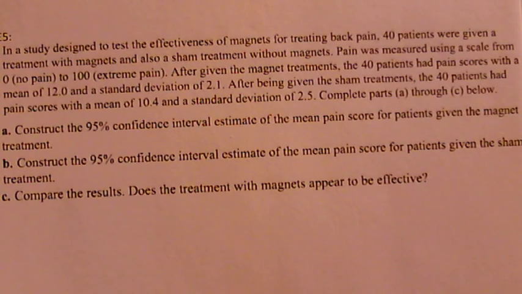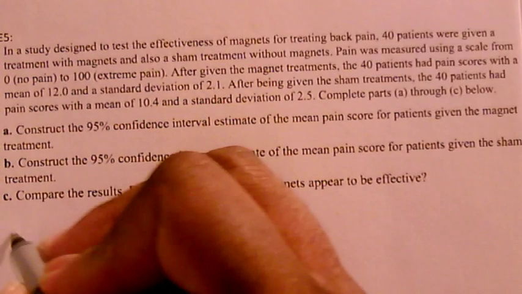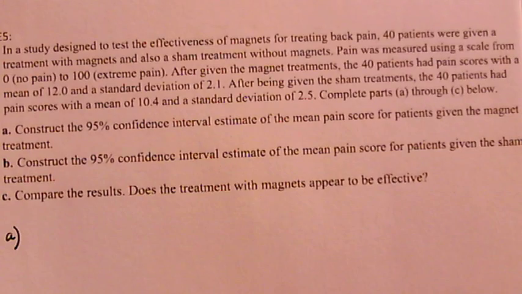So in part A, we're going to construct a 95% confidence interval estimate of the mean pain score for patients given the magnet treatment. And then part B will be the same confidence interval estimate, 95%, for patients given the sham treatment, and then we'll compare the results, which is part C, to find out if the treatment with magnets appear to be effective. So part A is our confidence interval estimate.